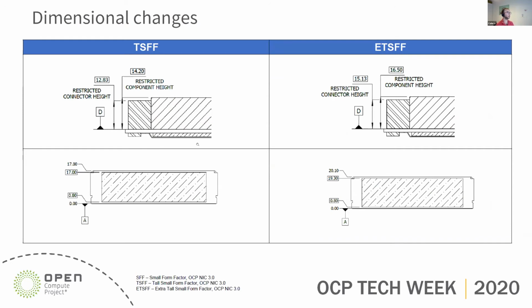So just a few words about the dimensional changes. In TSFF, the restricted connector height is 12.83 millimeters, the restricted component height is 14.2, and the faceplate height is 17.8. In the ETSFF, we see an increase of about 2.3 millimeters. So the restricted connector height is 15.13 millimeters, the restricted component height is 16.5, and the faceplate is 20.1.